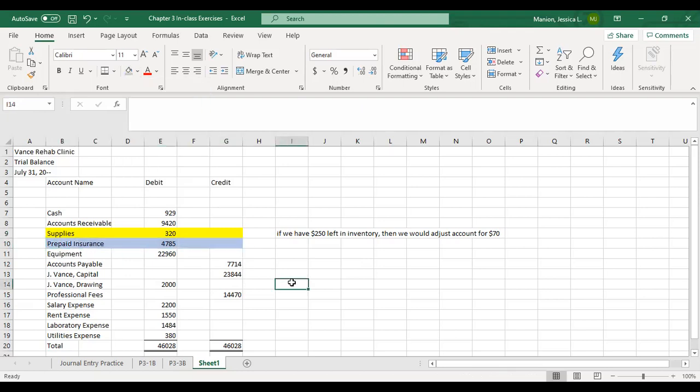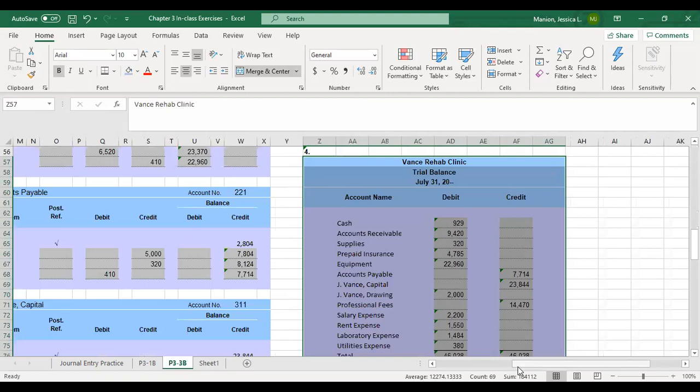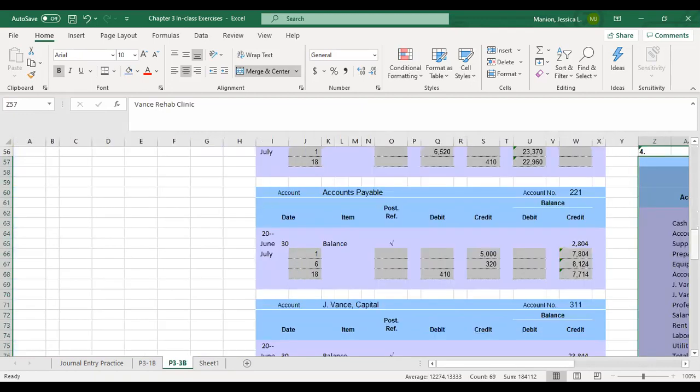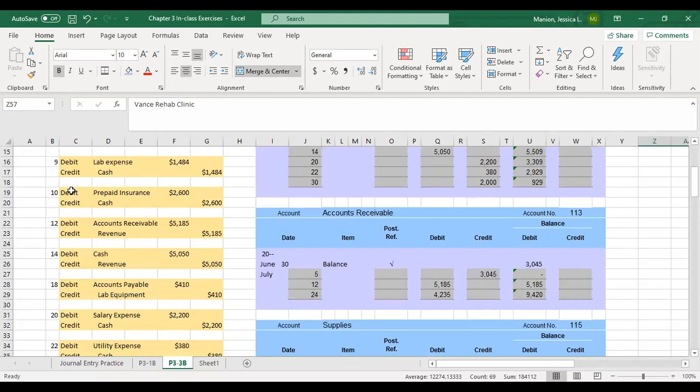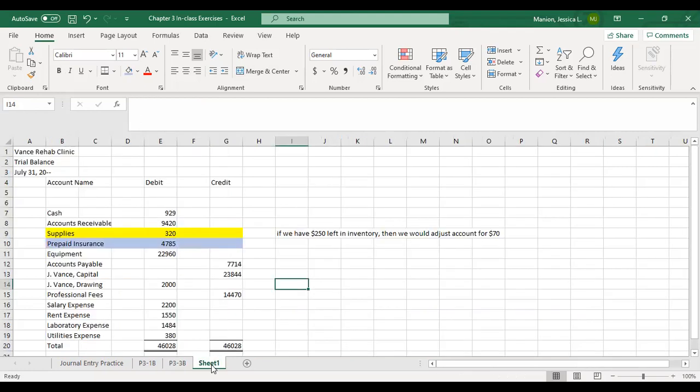Prepaid insurance is also another common adjusting entry. When we prepay this insurance, I know that prepaid insurance had a beginning balance in this problem, and then we purchased another $2,600 worth of insurance. If we go back to this journal entry that we did, prepaid insurance, this was for purchasing a 1-year insurance policy.